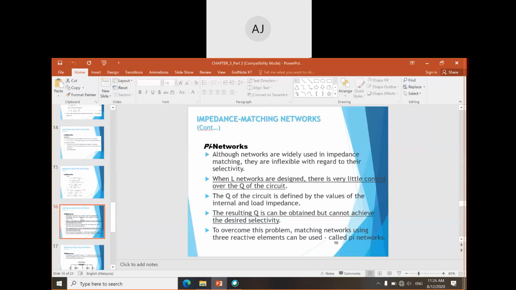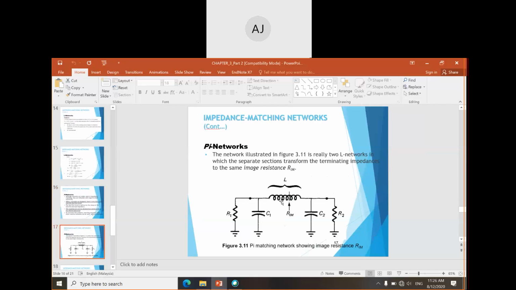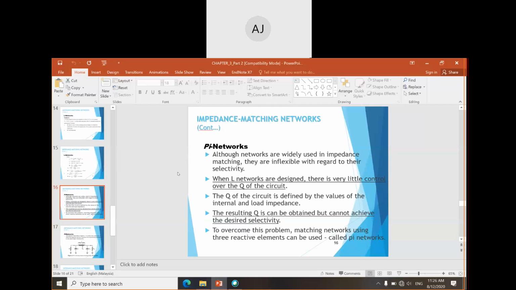Okay, this is the second impedance matching network we call the PI network. This is the circuit. It looks like this. We put the inductor in the middle of two capacitors and also two resistors. When the L network is designed, there is very little control over the Q of the circuit. The resulting Q can be obtained but cannot achieve the desired selectivity.